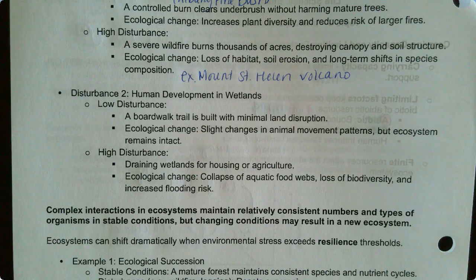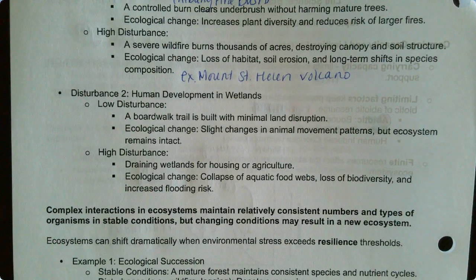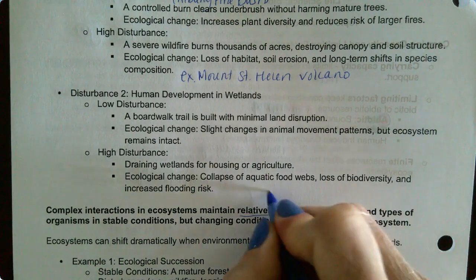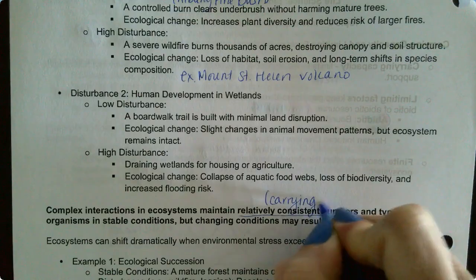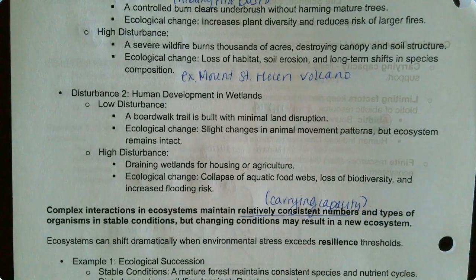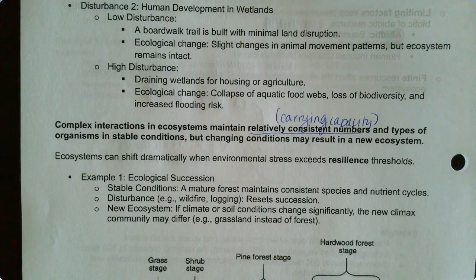Next up, we have complex interactions in ecosystems maintain relatively consistent numbers and types of organisms in stable conditions. Right? Relatively consistent numbers. And that has to do with our carrying capacity, and those limiting factors keep those numbers relatively stable. Changing conditions may result in a new ecosystem. So you have a fire, it burns down all the things. That's going to make a new ecosystem in that area.